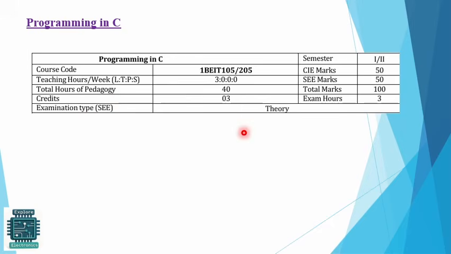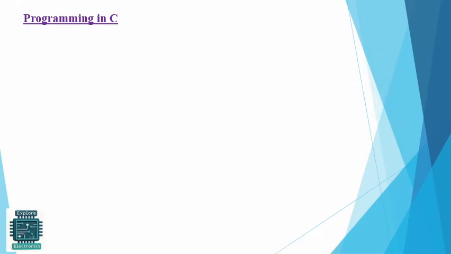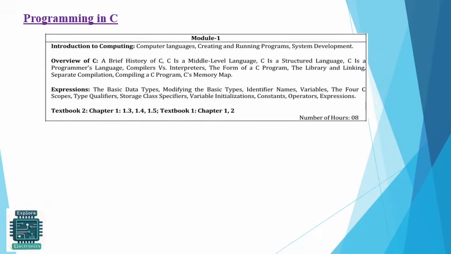Examination type is theory. For this subject, the recommended textbooks are C: The Complete Reference and the second one is Structured Programming Approach in C. Now, let us understand what all the concepts included in each module one by one.